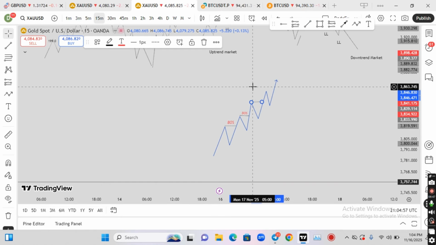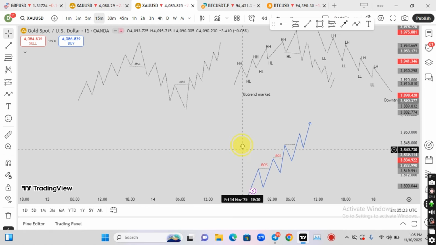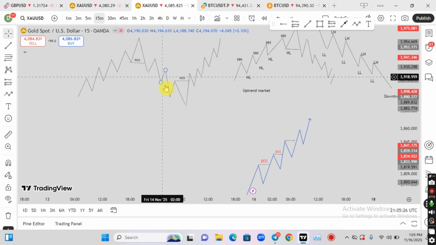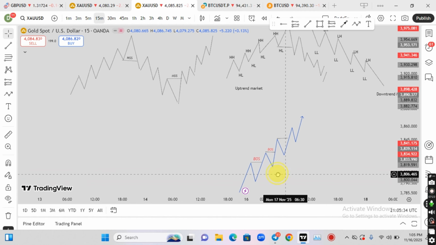And mind you, the difference between break of structure and market structure shift is that market structure shift changes the current trend, while the break of structure continues the current trend. It breaks structure to continue the current trend, while market structure shift breaks the recent highs or lows to change the direction of the market. Understand, right? Notice that once it breaks this low, it changes direction, while with break of structure, once it breaks a high level or low level, it continues on that trend.